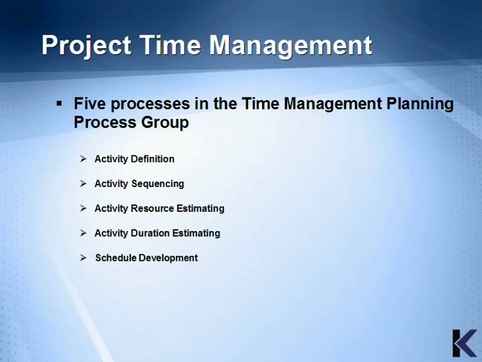Within the Project Time Management knowledge area, there are 5 processes: activity definition, activity sequencing, activity resource estimating, activity duration estimating, and schedule development. In this section, we'll review the inputs to activity definition within the Project Time Management knowledge area. All the processes will be covered in this chapter.